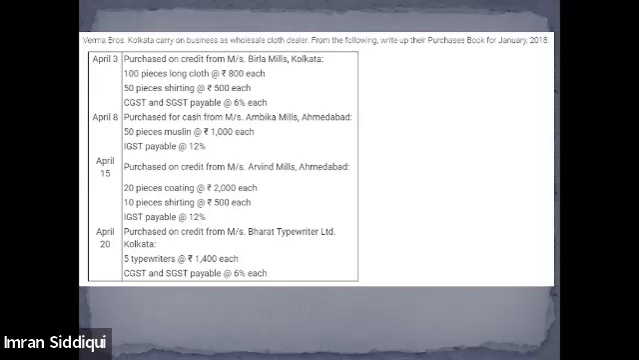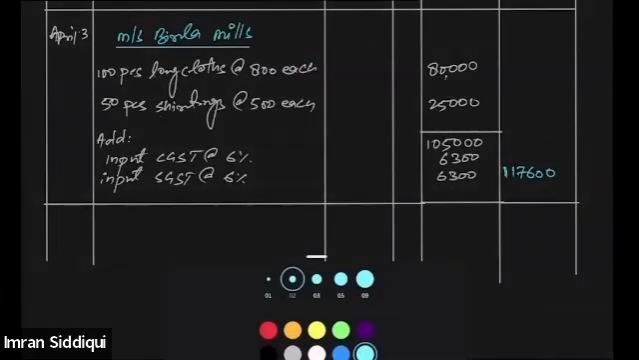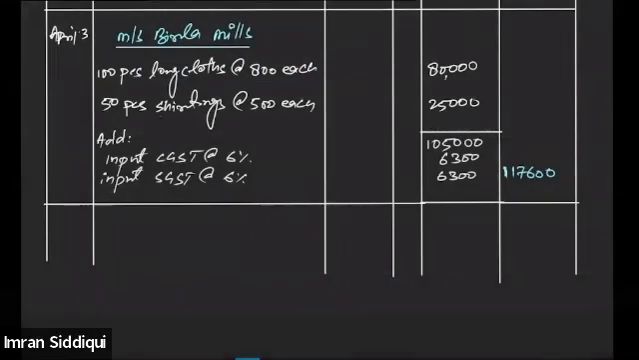We'll move to the next transaction that took place on April 15, which says purchase on credit from Messrs. Arvind Mills, Ahmedabad: 20 pieces coating at 2,000 each and 10 pieces shirting at 500 each. IGST paid 12%. Okay, so Messrs. Arvind Mills.